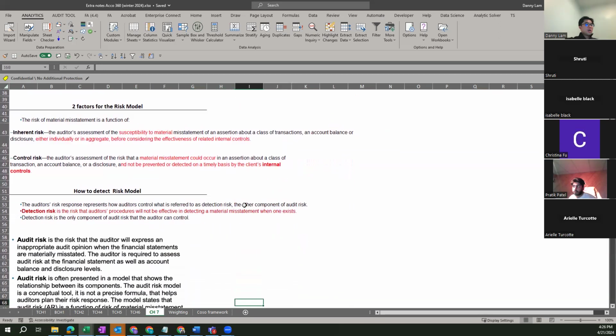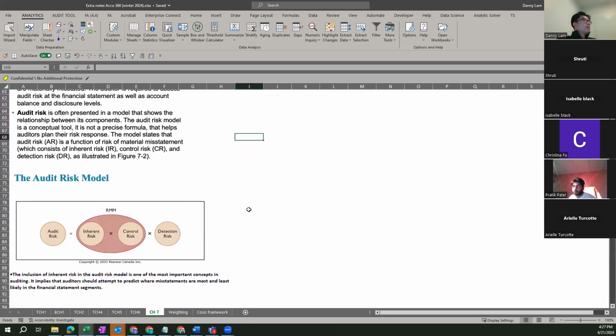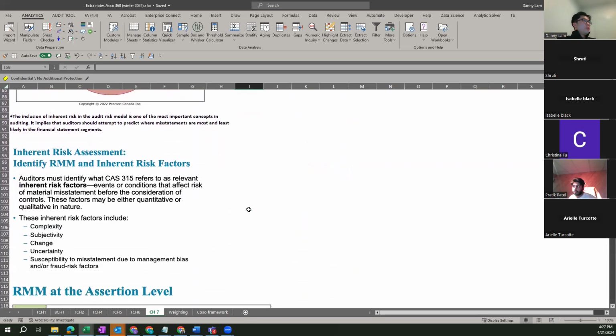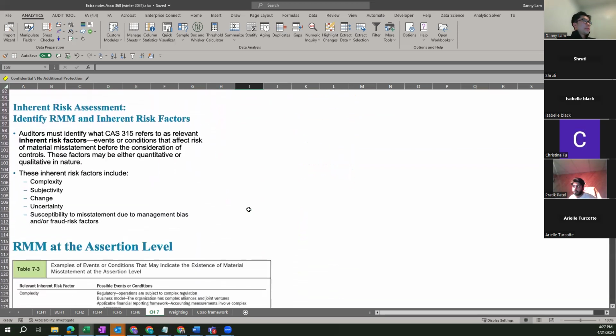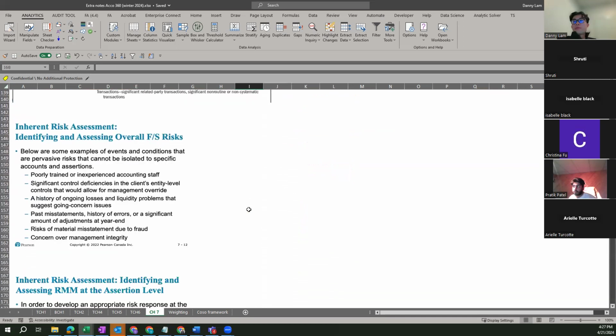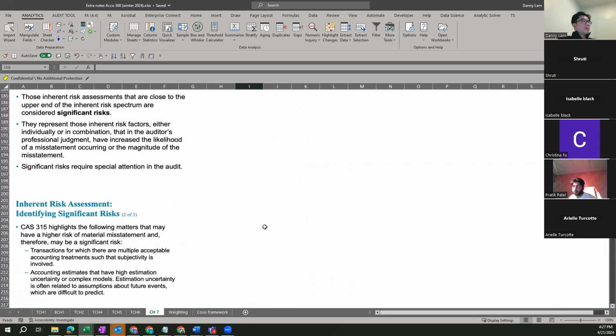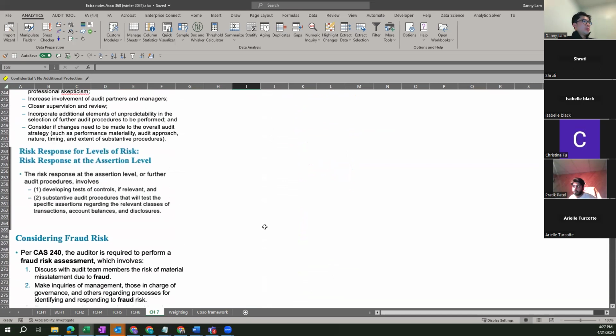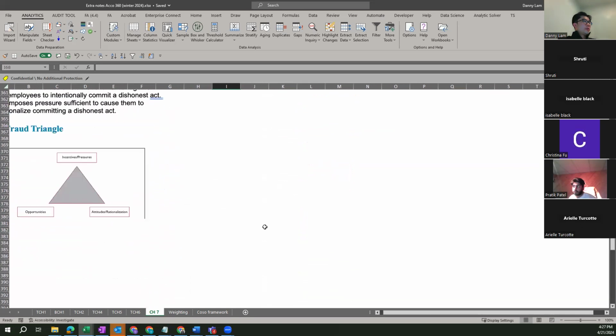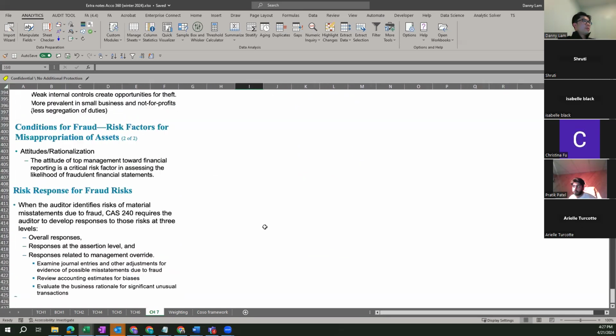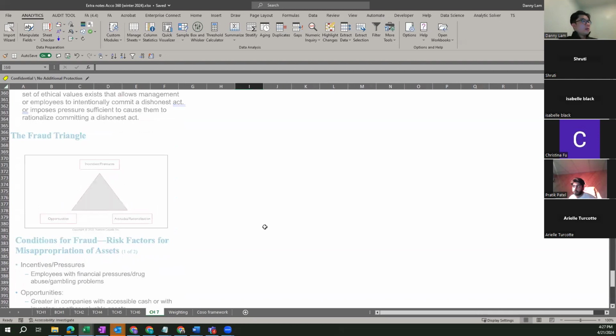Okay, so I put a little recap of the risk here. You could read more upon it if you want, but for the final, just understand the big picture. What's the formula and how does everything impact each component? Okay, so there you go. And then there's fraud risk, and so on. You're good.